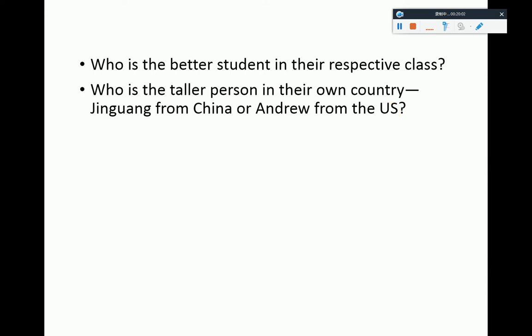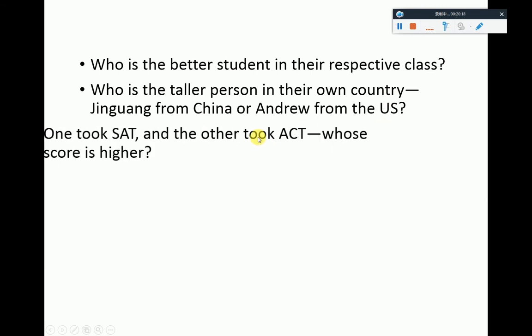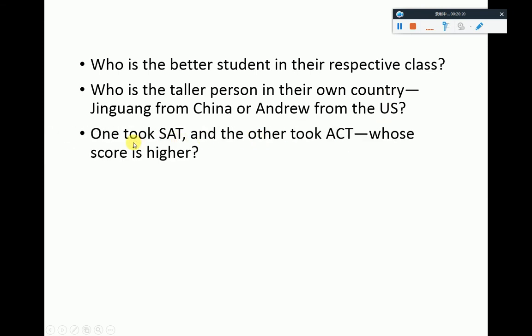Or vice versa, right? And so we need to consider, if we are talking about who's a taller person in their own country, we also need more information. What's the distribution of height in China, and what's the distribution of height in the US? And also, one took SAT and the other took ACT, two different kinds of entrance examination.